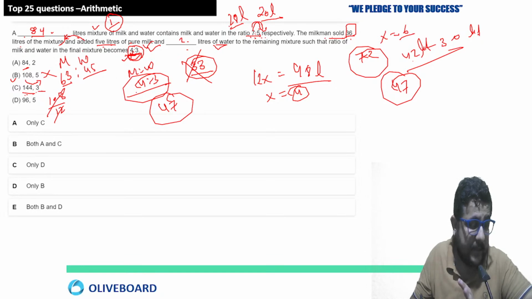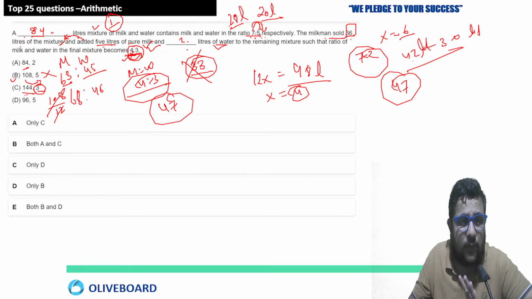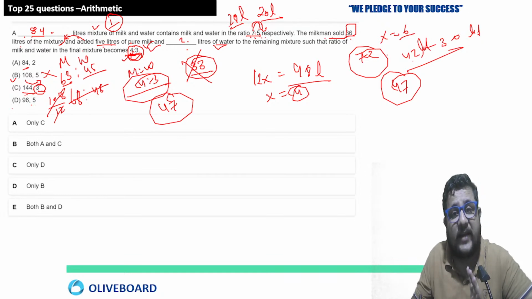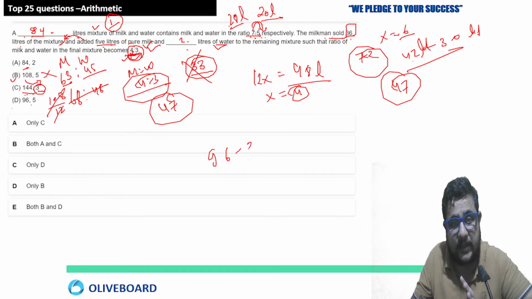So that's what I'm saying. So here see 63, 45. Now just add 5 liters, so it will become 68. Okay, now 3 parts they are representing here, so it will become 48. This is also not the ratio of 4:3. So option D, 96 and 5. So just remove 36 from 96. 96 minus 36.